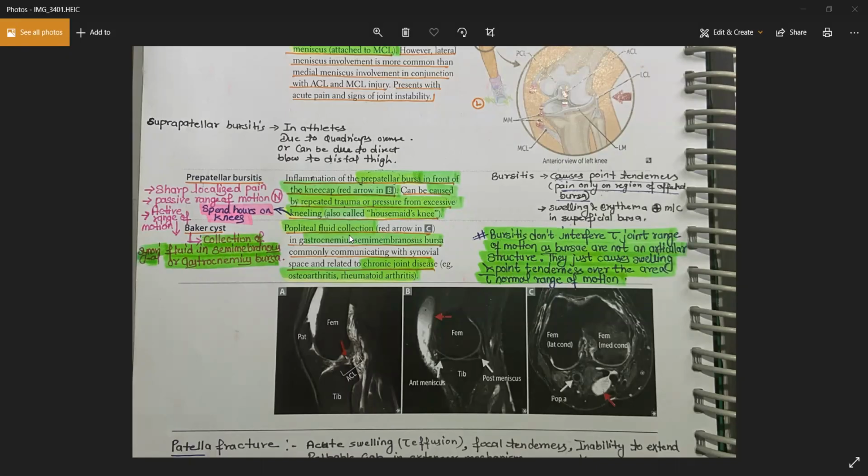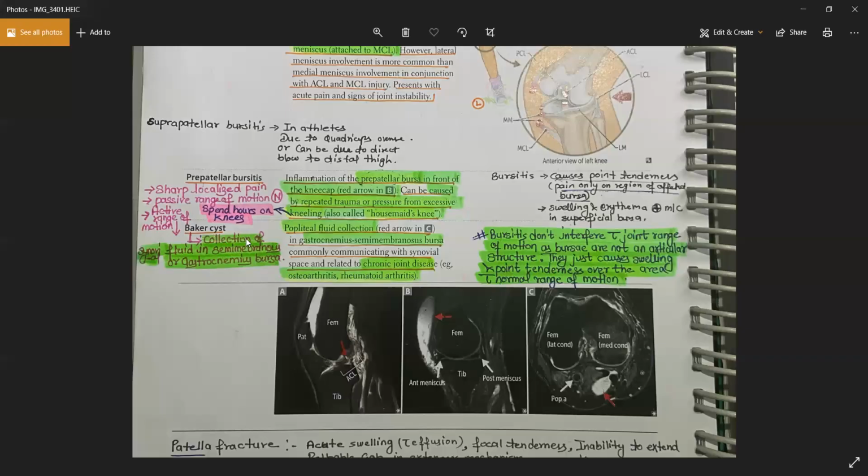Apart from that, any direct blow to the distal thigh, which is just above the kneecap, can also cause inflammation of this bursa, and this is the suprapatellar bursitis. So I have redness and swelling just above the kneecap, as well as localized pain on palpation. That means tenderness just above my knee, right? Whenever a question describes this kind of scenario, it is a suprapatellar bursitis.